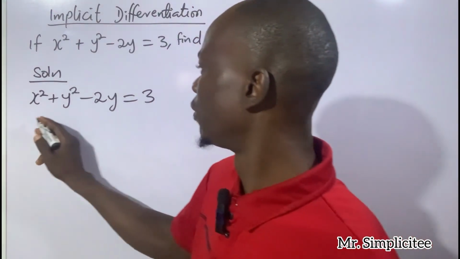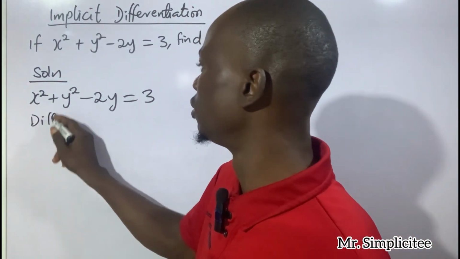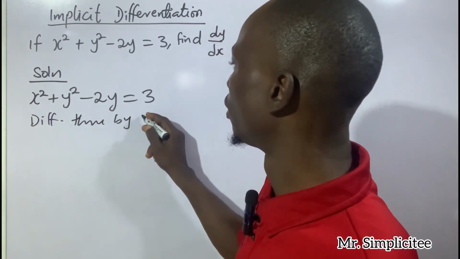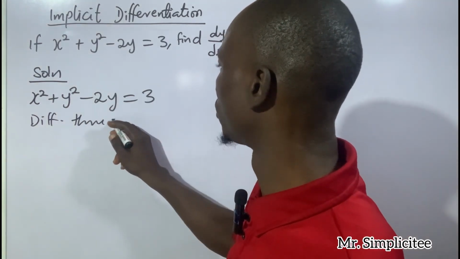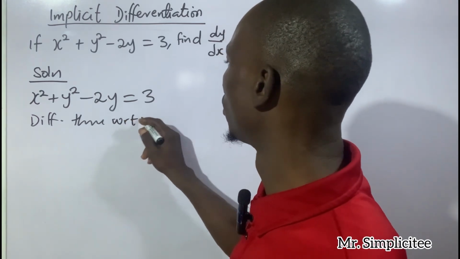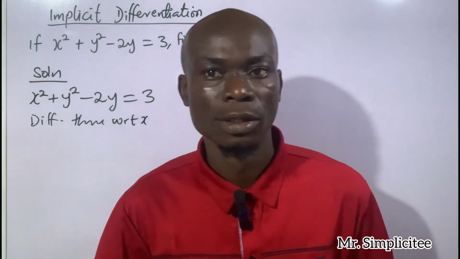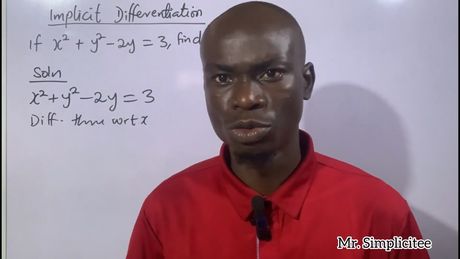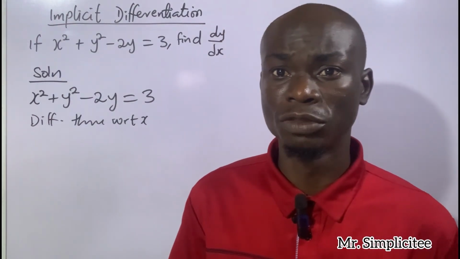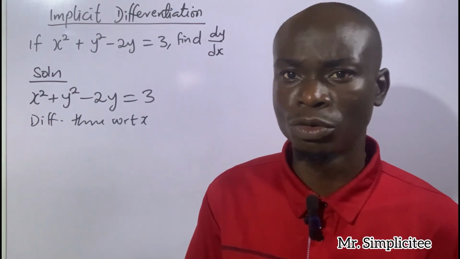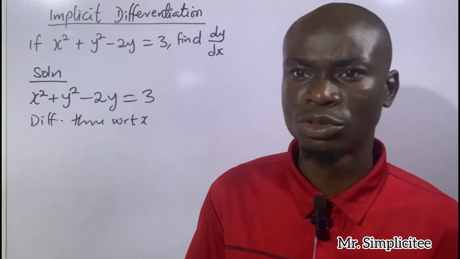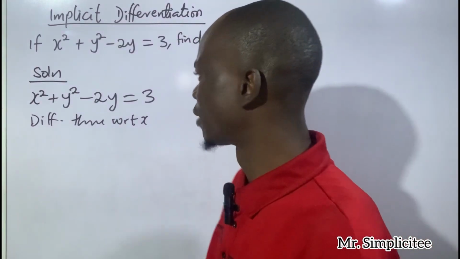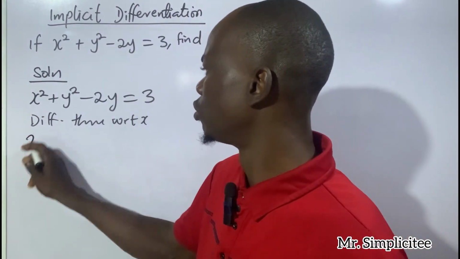So like I said, the first thing to do is to differentiate each term. Let's differentiate with respect to x. So when we do that, we apply our usual differentiation procedures. We already did the rules of differentiation in the previous video. If you've not watched those videos, please go back and watch them so that you understand what we're doing here. So if I differentiate x squared, it's going to give me 2x.